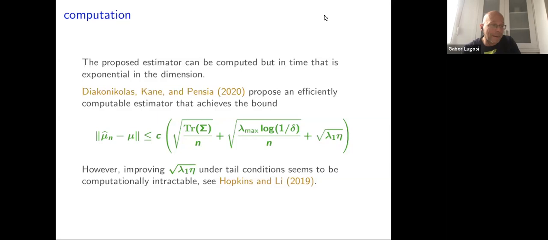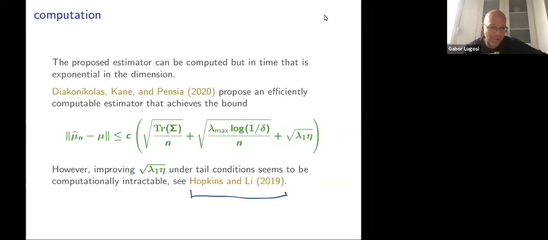So apparently it seems, and this follows from results of Sam Hopkins and Jerry Li, that you can't really hope to improve the square root of eta if you want to stay computationally feasible, if you have nicer distributions, for example some Gaussian distribution. But that's a different issue. I'm not talking about the computation, but okay.